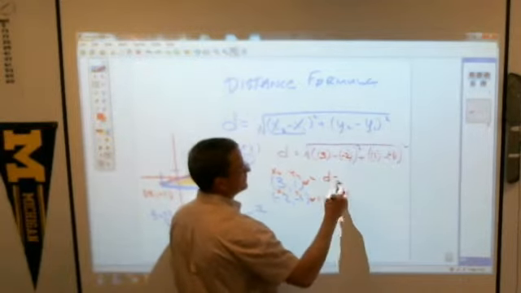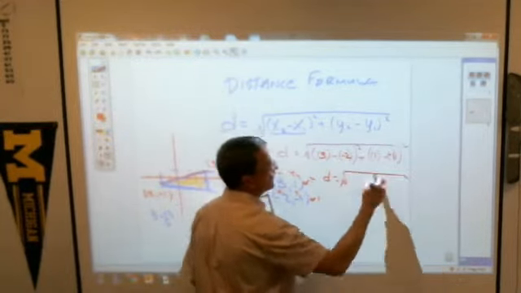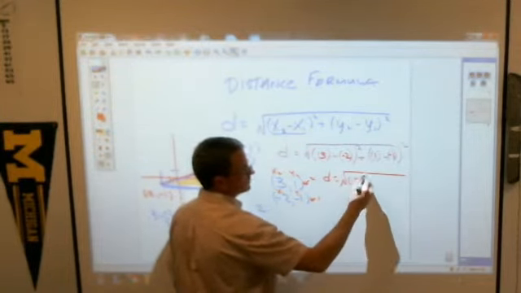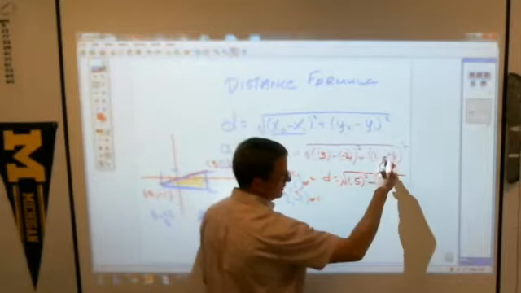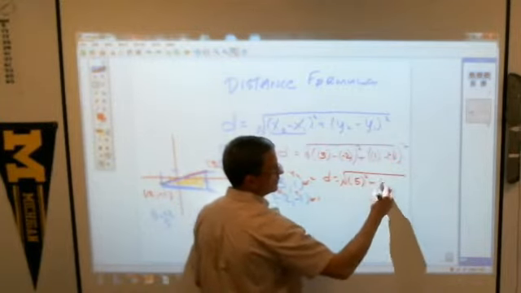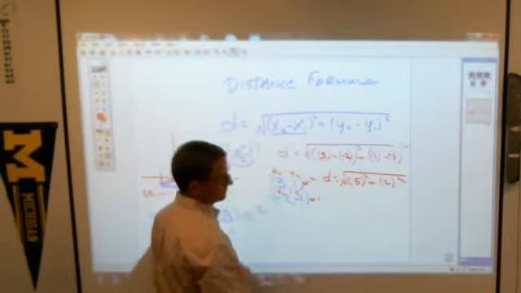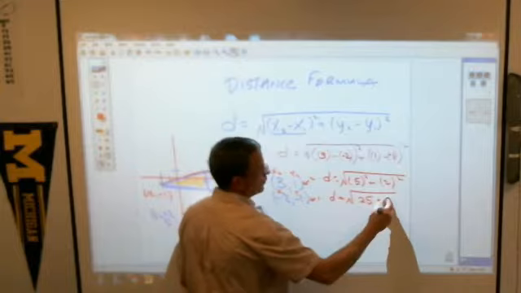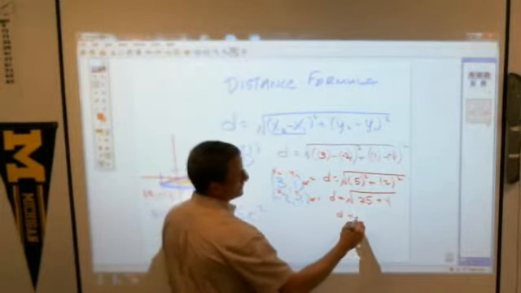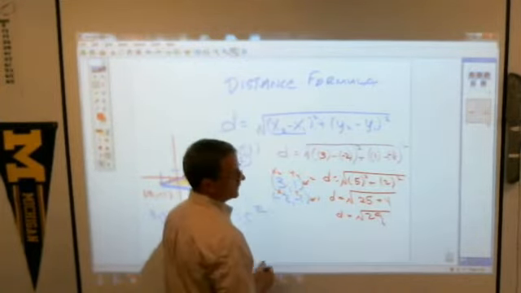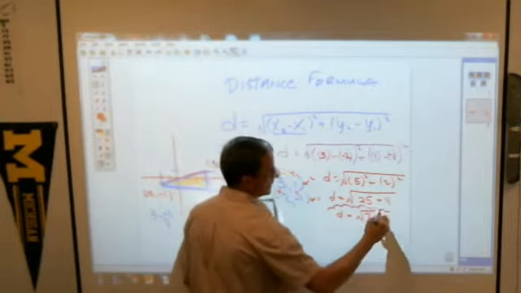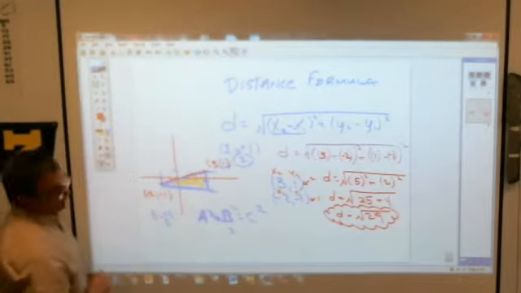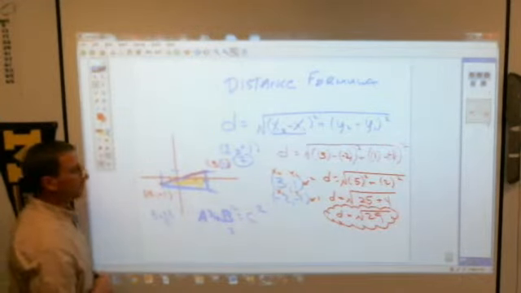Well, distance equals the square root of 3 minus a negative 2, which is actually 3 plus 2, 5 squared, plus 1 minus a negative 1, which is actually 2 squared. Distance equals the square root of 25 plus 4. Distance equals the square root of 29. Is there a square root of 29? No. Can you simplify the square root of 29? No. But you should know the square root of 29, Parker, is close to what?